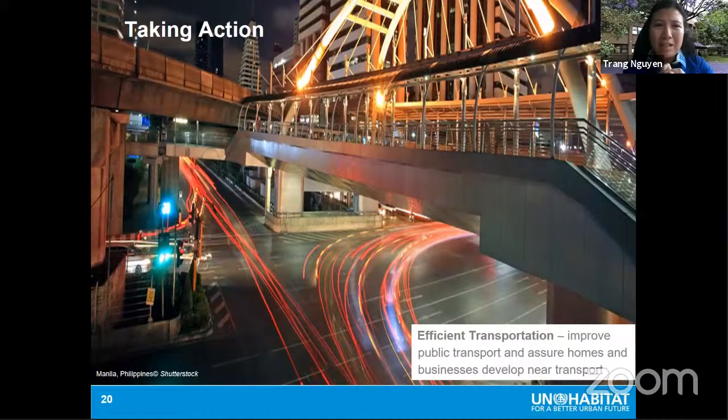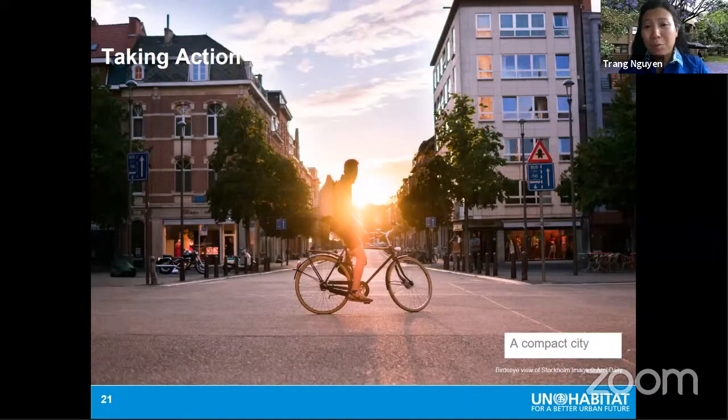before we come to the prioritization, I just wanted to flash through very quickly some kinds of actions that might be applicable to your city in terms of supporting climate change mitigation or adaptation. Some of them will have both effects. For example, efficient transportation, so more public transport. It could also be having a compact city where people travel by bike.